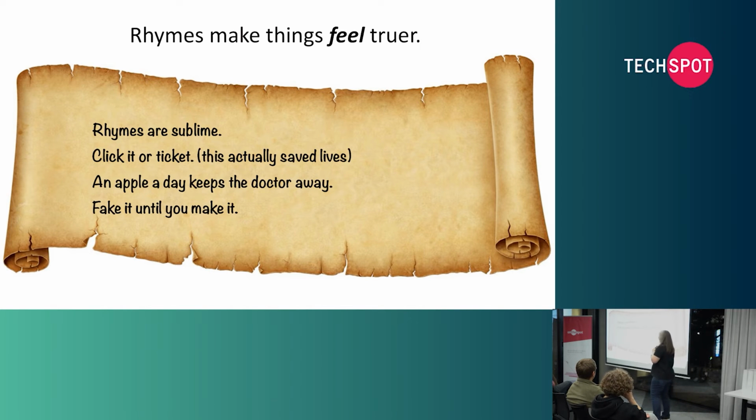Click it or ticket was a national campaign. So put your seatbelt on. And then they found out it wasn't just about getting people to obey the speeding laws and the traffic laws, but it actually saved lives. And that was unintentional. Not that they didn't want to save lives, but their goal was to get people to obey the law. And it was from the click it or ticket. It's a rhyme. It feels true.